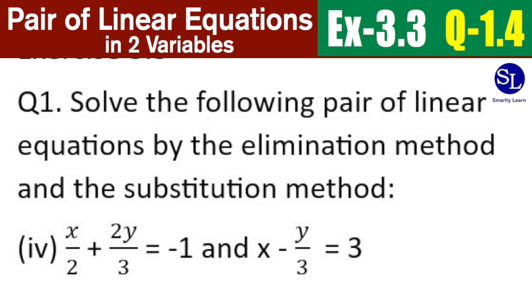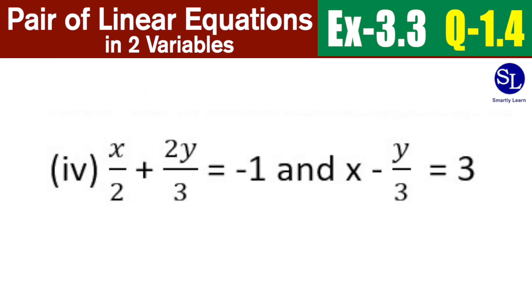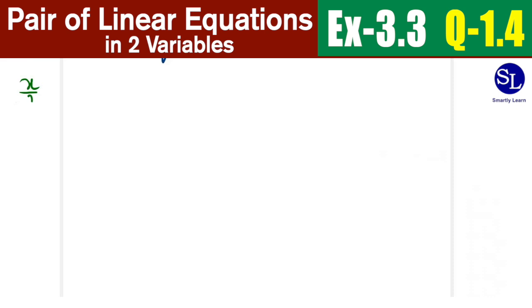The equations are x by 2 plus 2y by 3 is equal to minus 1 and x minus y by 3 is equal to 3. So let's note the equations. x by 2 plus 2y by 3 is equal to minus 1 and x minus y by 3 is equal to 3. So we are going to first use the method of elimination.